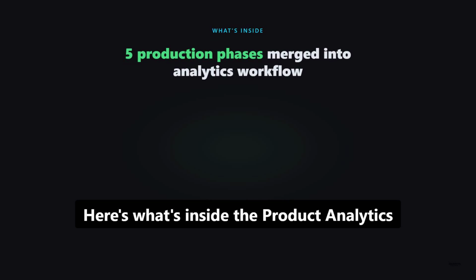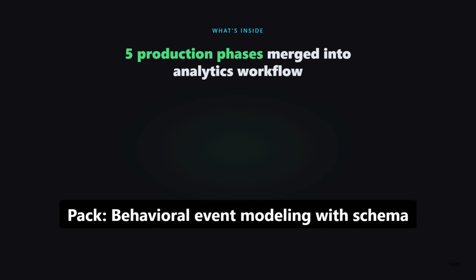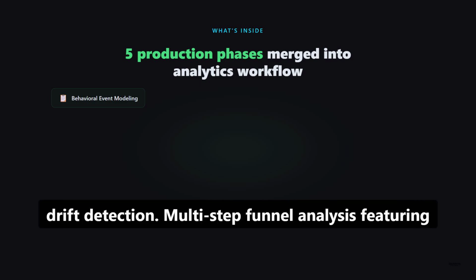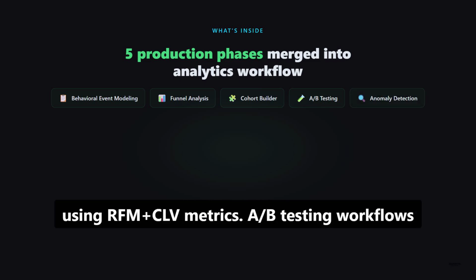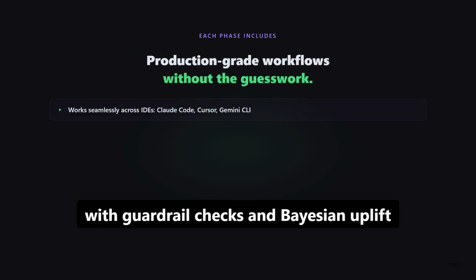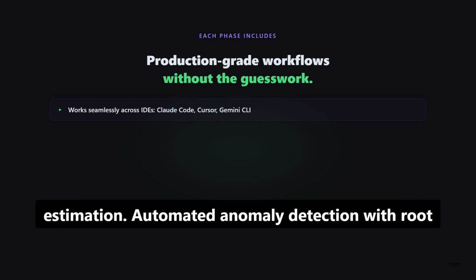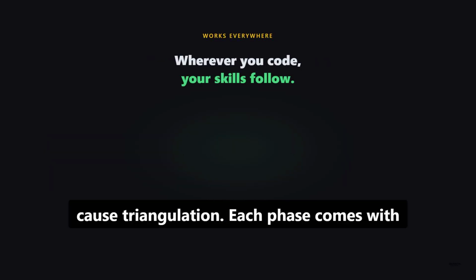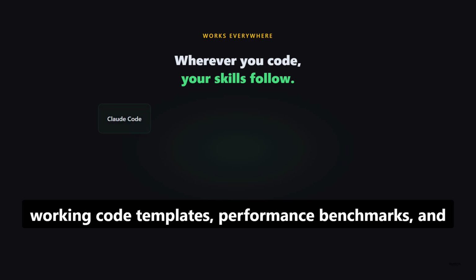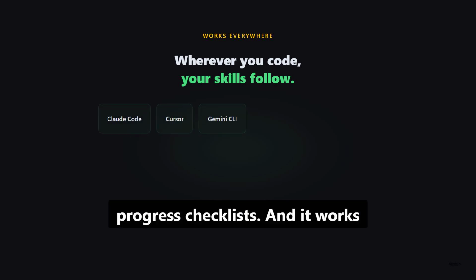Here's what's inside the Product Analytics Pack: behavioral event modeling with schema drift detection, multi-step funnel analysis featuring survival curve visualization, dynamic cohort builder using RFM plus CLV metrics, A/B testing workflows with guardrail checks and Bayesian uplift estimation, automated anomaly detection with root cause triangulation. Each phase comes with working code templates, performance benchmarks, and progress checklists.